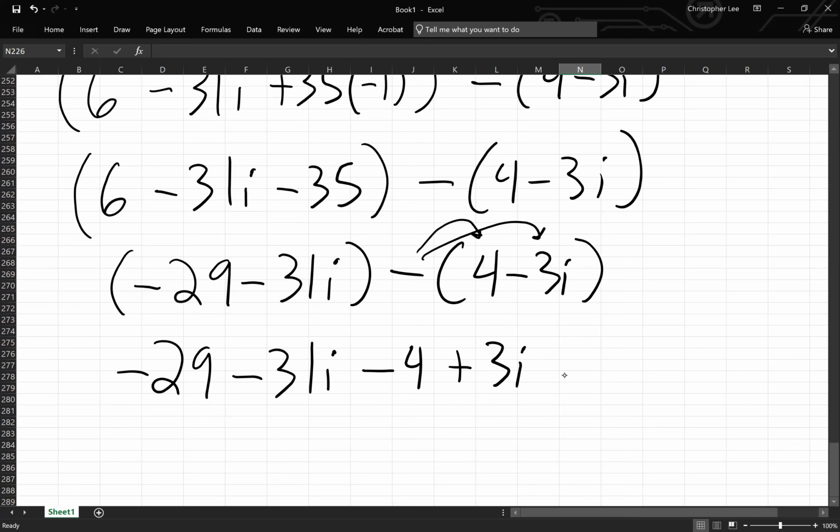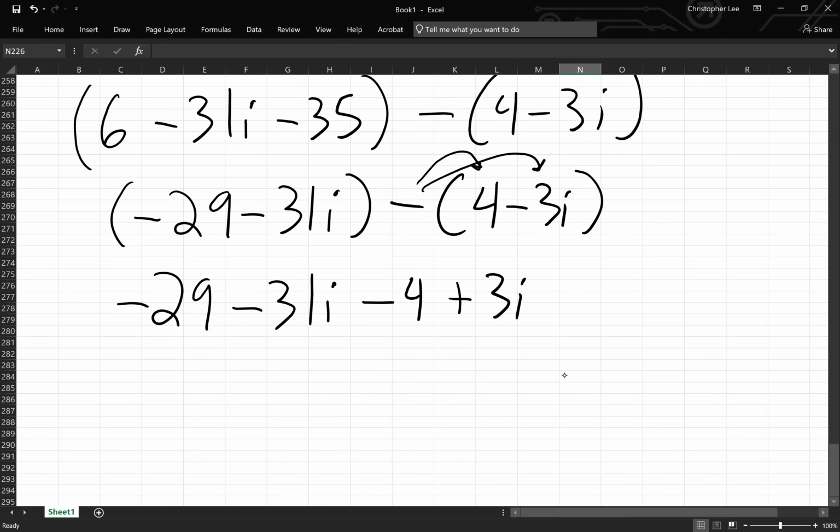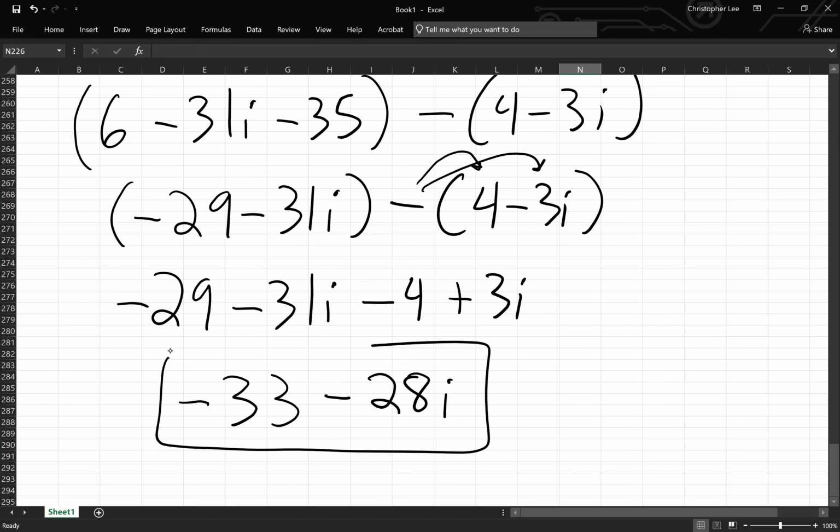Good. Minus 29 minus 4 is negative 33. So minus 31 plus 3 is minus 28. Negative 28i, right? And that's my answer.